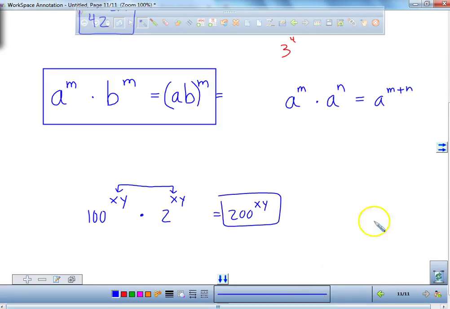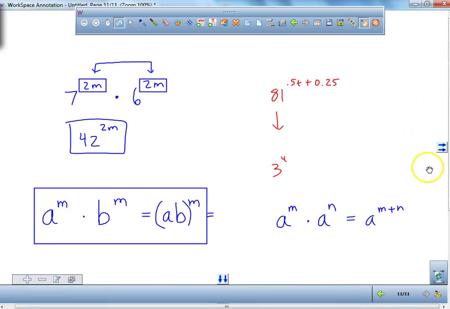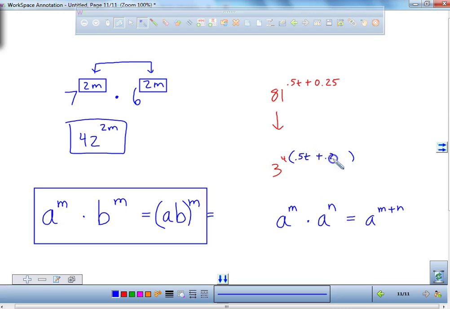Now I need to go back to yours, Jacob. I've got to look and see what it asks me to do. All right, so I'm taking that from 3 to the power of 4, so I'm going to open this up right here, and I'm going to put 0.5t plus 0.25. Now what can I do? I can do the power property. So what's half of 4? 2. 3 to the power of 2t. And what is a quarter of 4? 1/4 of 4 is just a 1. That's your equivalent expression.